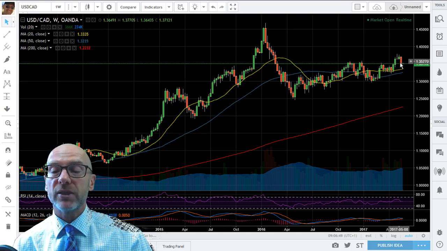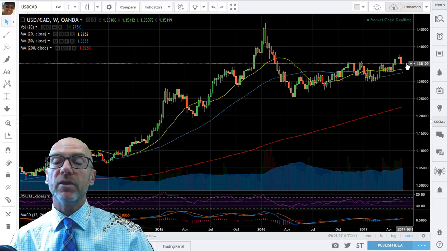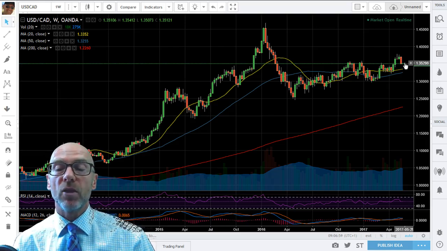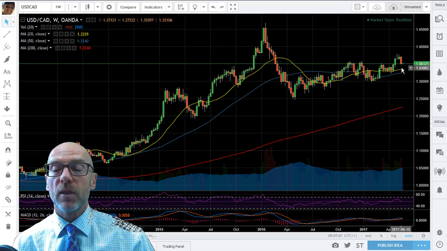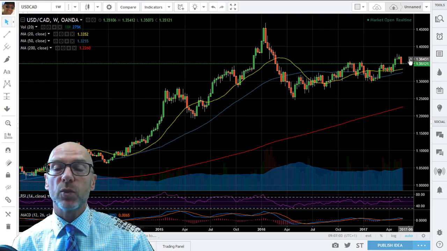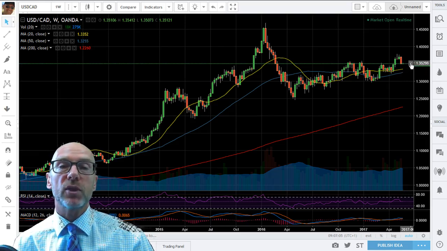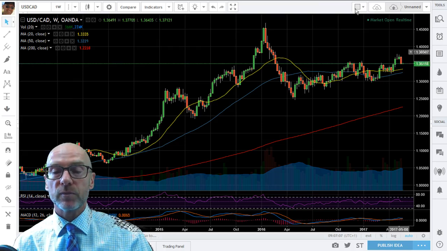So we are coming back into support on this chart. We did reach the upper boundary of the uptrend. We're now pulling back towards the middle of the uptrend, but that uptrend does remain in place, and one would hope that the moving averages will keep it well supported and keep it in the uptrend.